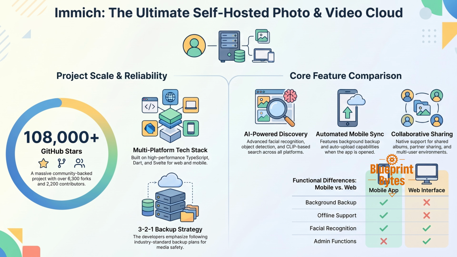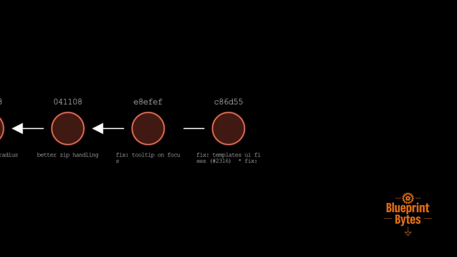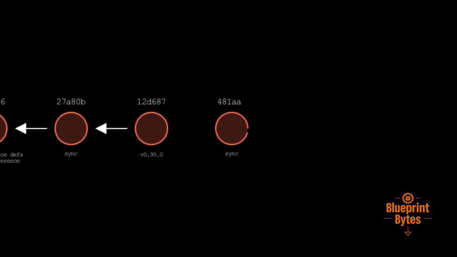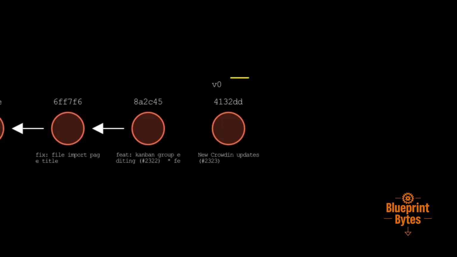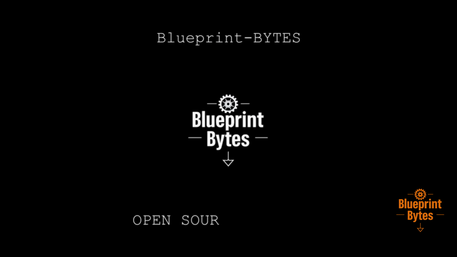Docmost goes beyond traditional documentation by integrating AI-powered knowledge retrieval through OpenAI, Ollama, and other local language models. With built-in semantic search and model context protocol (MCP) support, users can quickly find information or interact with documentation using AI assistants. Built for businesses, development teams, and self-hosting enthusiasts, Docmost combines enterprise-grade collaboration with complete data sovereignty.